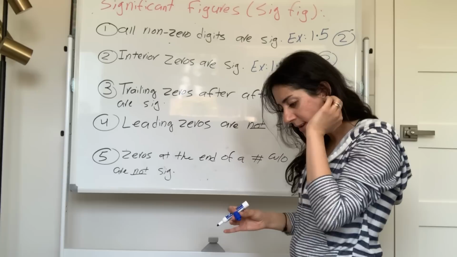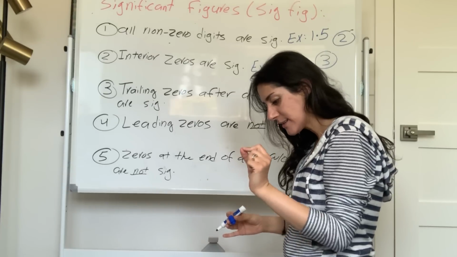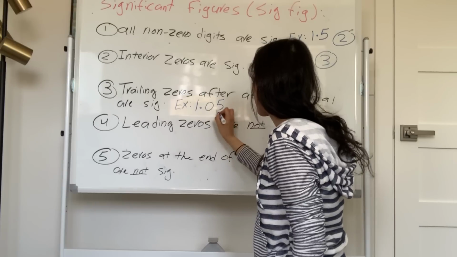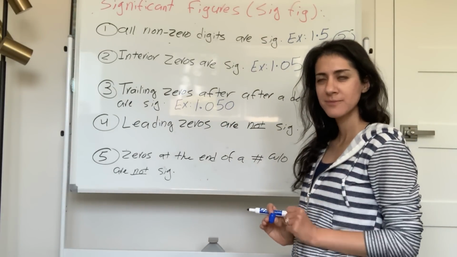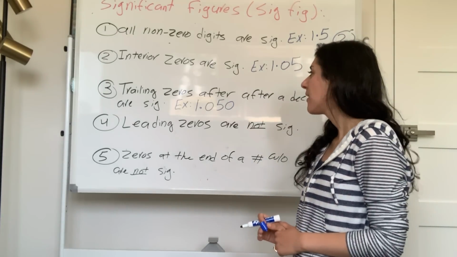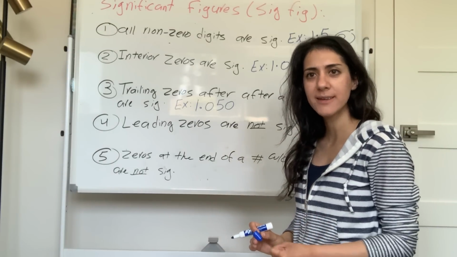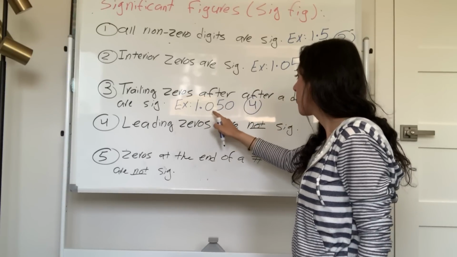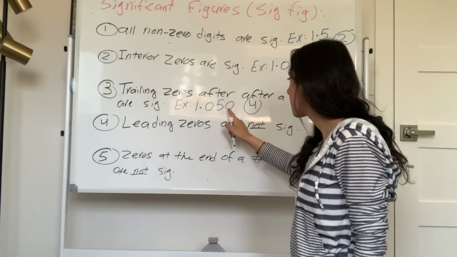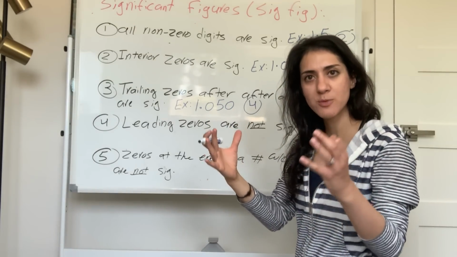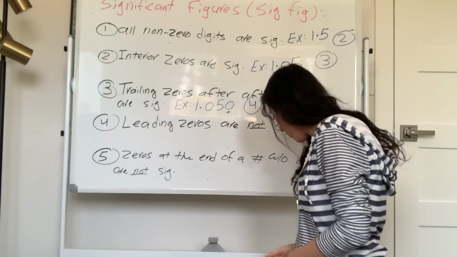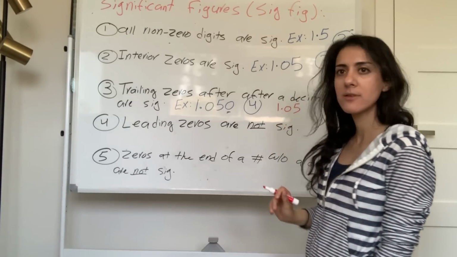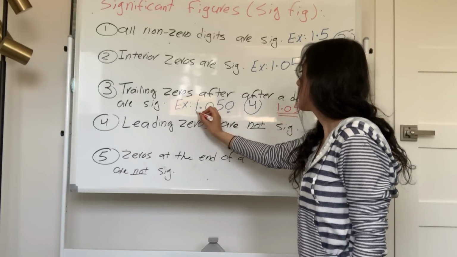Good job so far. Trailing zeros after a decimal point are significant. Here's an example: 1.050. Take a minute. If you have someone around you right now, tell someone around you. 1.050. How many sig fig is that? What do you think? That is 4 sig fig: 1, 2, 3, 4. Now, we knew the first zero counted because it was sandwiched between the numbers. How come this last zero counts? Remember, what I could have said, 1.05, okay?